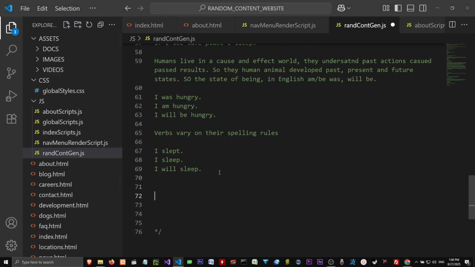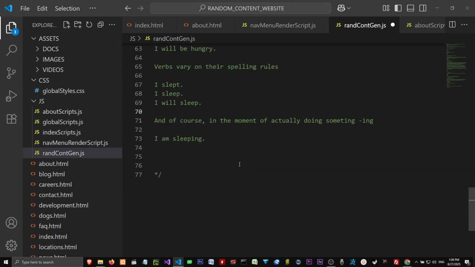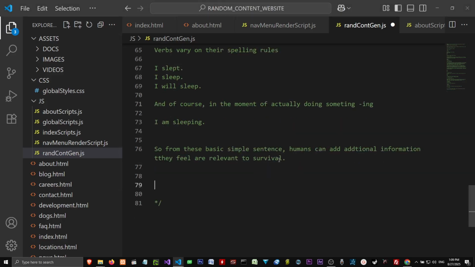And of course, we understand the present of doing something, and that's where the present progressive comes in. That's where the ing is, right? I am sleeping, I am eating, I am hunting, things like that, because we're in the middle of doing something. So putting these things together, from these really simple basic sentences, this rudimentary grammar and sounds, humans can add additional information they feel is relevant to survival.